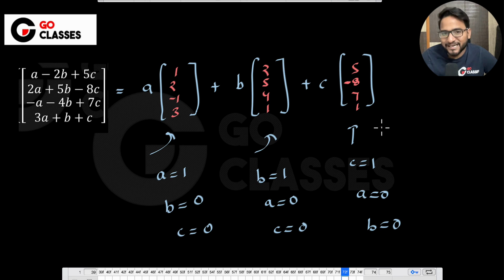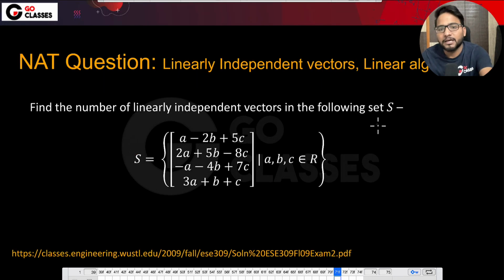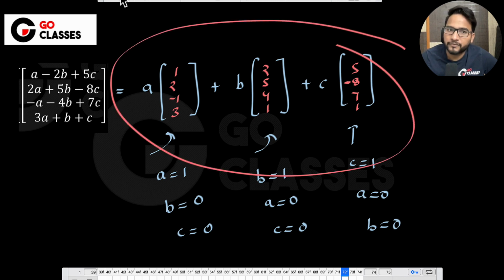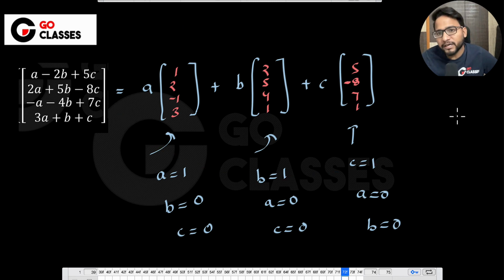Now in that set, we just talked about, all the vectors will be a linear combination of these 3 vectors. Now we only need to check whether these 3 vectors are linearly independent or not. Which means out of these 3 vectors, we still have to check how many vectors are linearly independent.